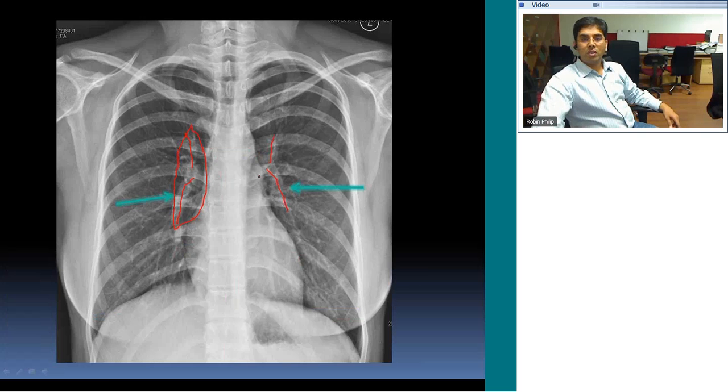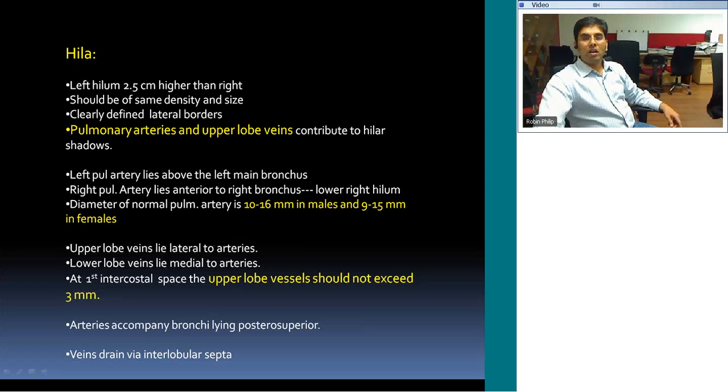It goes above the main bronchus, hence it is always higher unless there is a pathology in the lower lobe that pulls it down. The left pulmonary artery lies anterior to the left main bronchus. Again, the right pulmonary artery is lower. The diameter of the normal pulmonary artery is 10 to 16 mm in males and 9 to 15 mm in females.